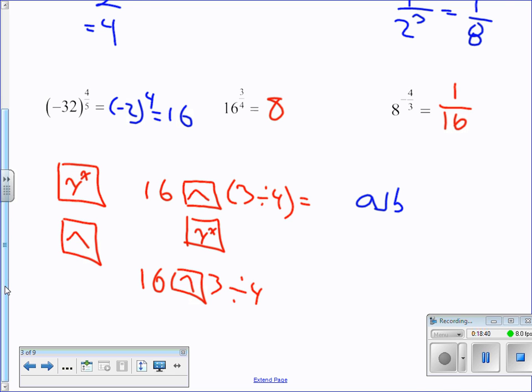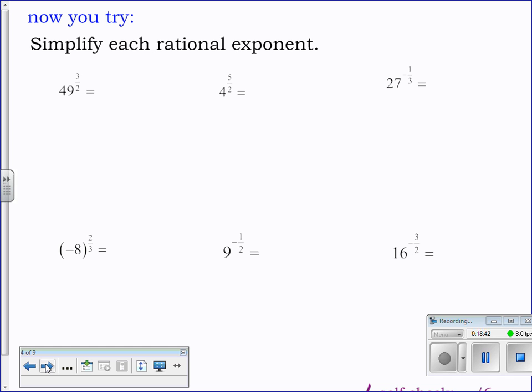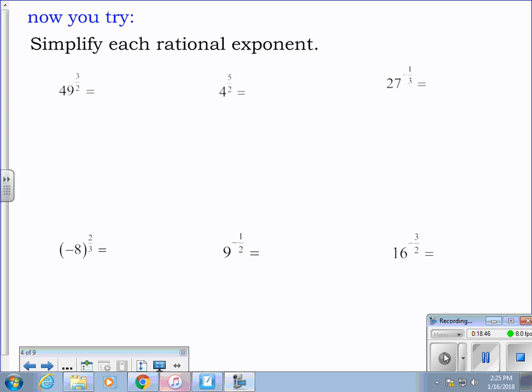Okay. Your turn. Do those. Okay. So the first one, 49 to the 3/2 power. The 2 in the denominator is take the square root. Square root of 49 is 7. So that gives me 7 cubed, which is 343.